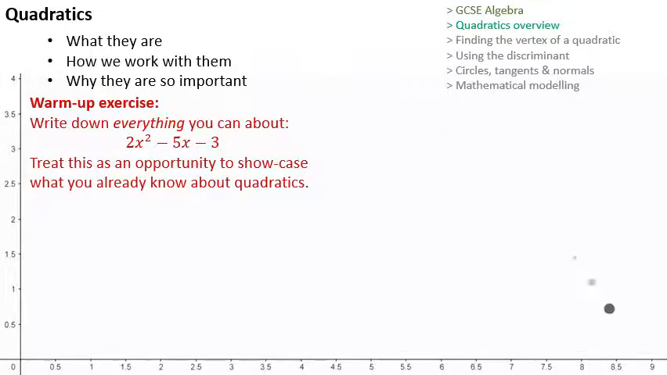To start with, what I'd like you to do is try to write down everything that you can about this expression, 2x squared minus 5x minus 3. And try to treat this as a chance to demonstrate what you can do when it comes to quadratics. I'd recommend you take a little bit of time with this and you spend some careful thought, and then perhaps after you've watched the video and done some other questions, you come back to it again and you see if there's anything you can add or anything you could correct or update about the write-up that you've made.